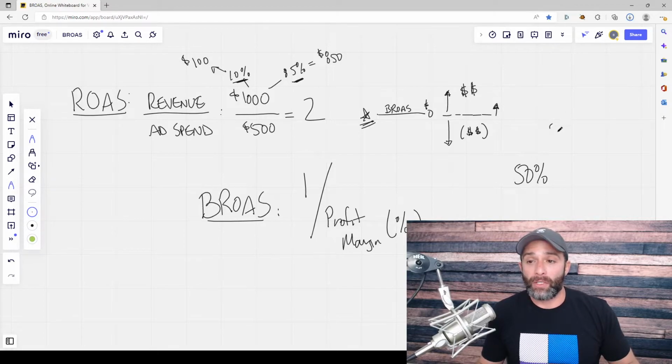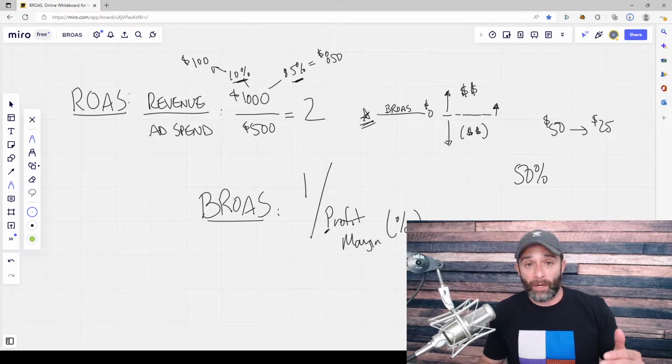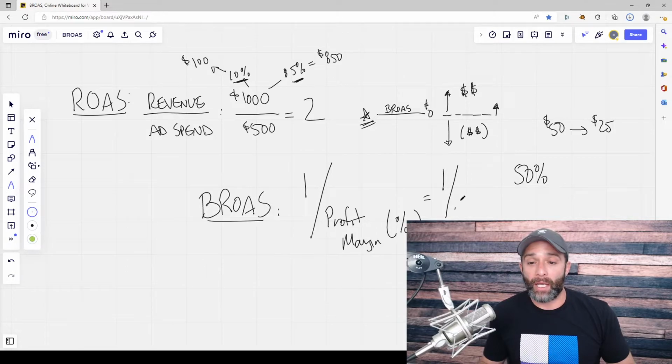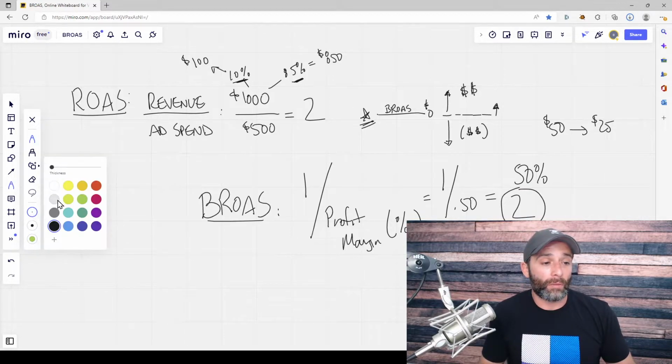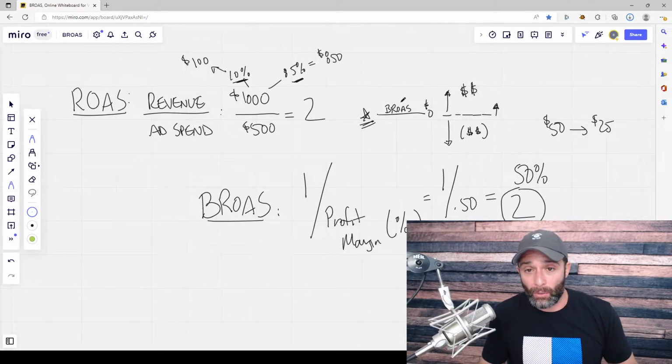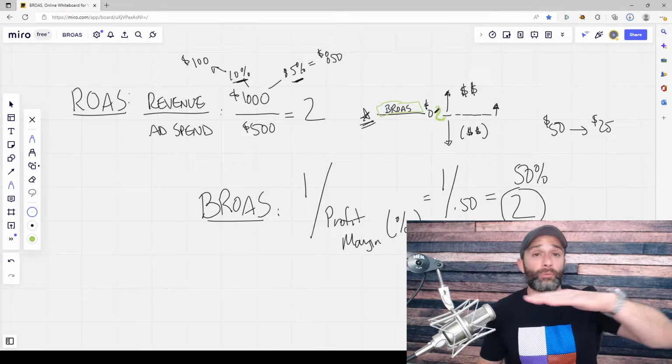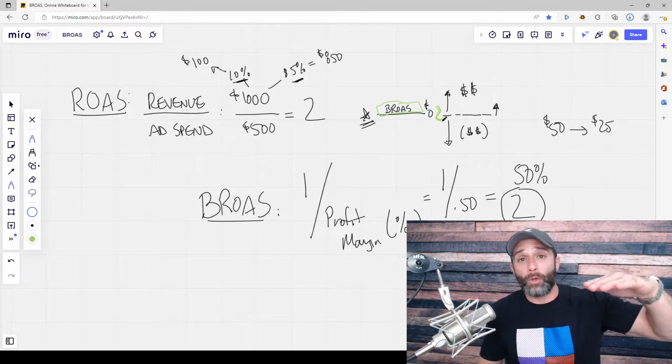So if you sell something for $50, when it's all said and done, you've got $25 of profit left over, okay? So 50% profit margin. Then you're going to take that and put it in the denominator of this equation: 1 divided by the percentage. So in this case, it would be 1 divided by 50%, which equals 2, which means your break-even point, the point right here, is a 2. So any ROAS at 2 or better means you broke even or made money. Anything below 2 means you lost money.